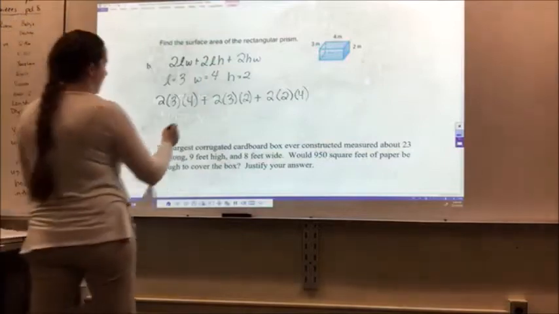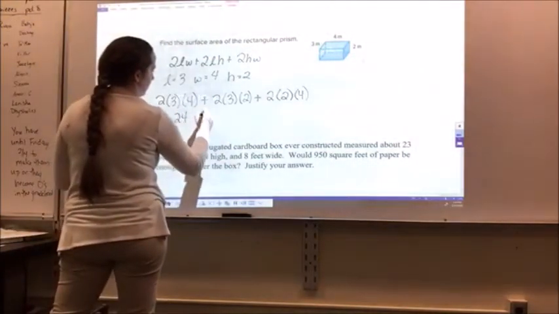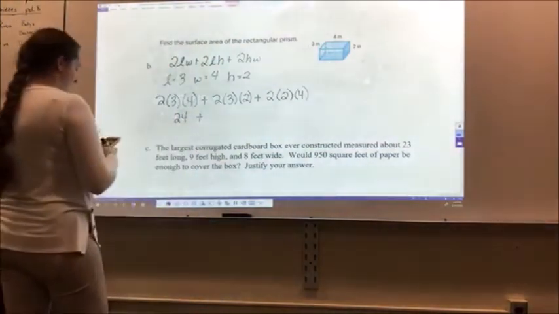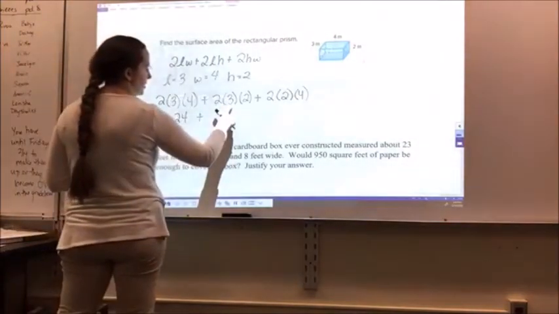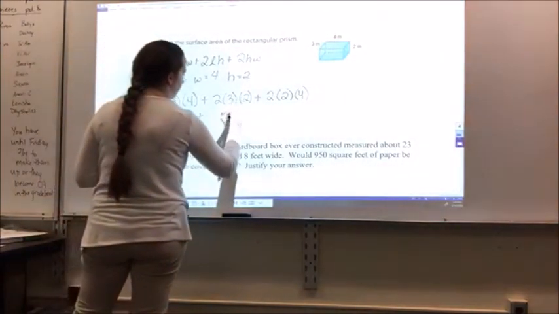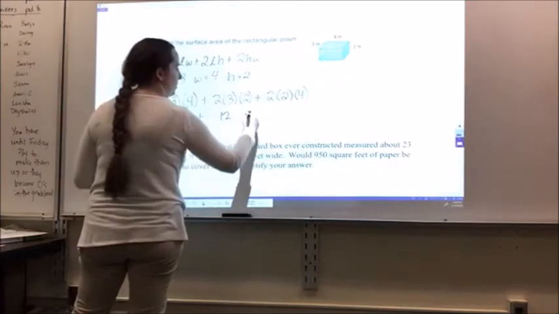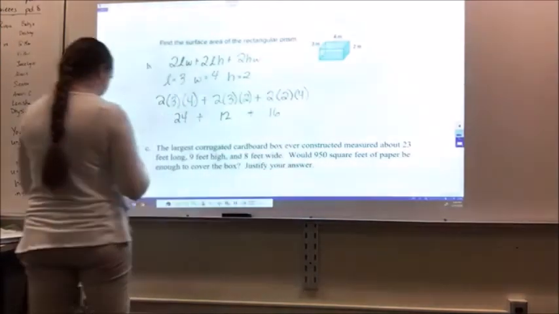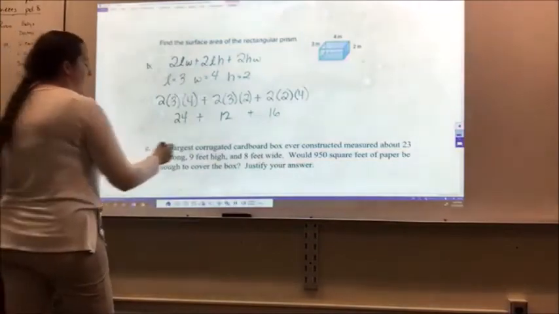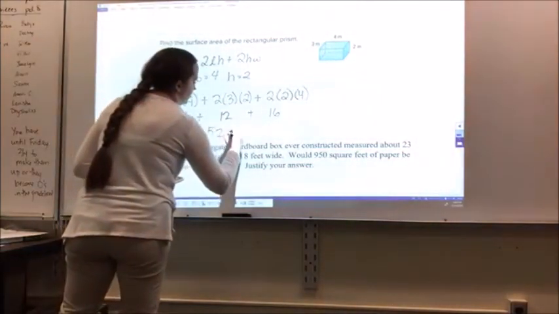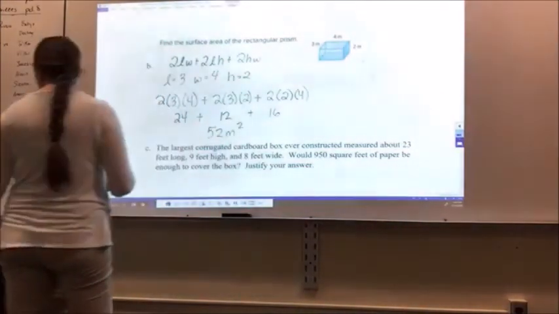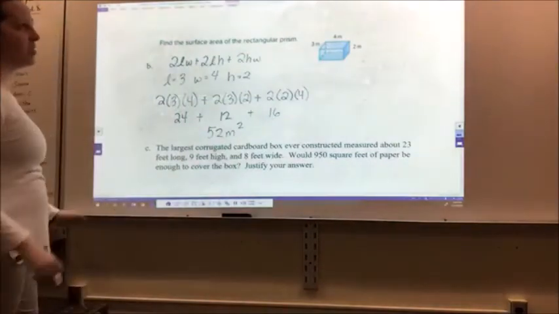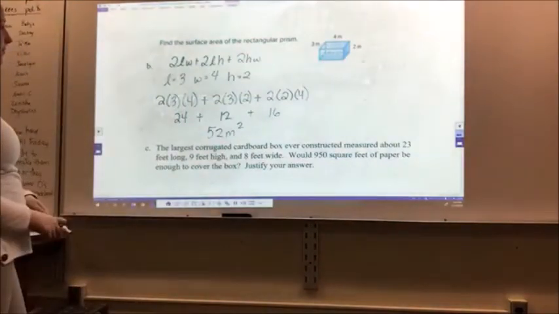2 times 3 times 4 is 24. Plus 2 times 3 is 6, times 2 is 12. Plus 2 times 2 is 4, times 4 is 16. So if I add those together, I get 52 meters squared. Okay, make sure you include your units.